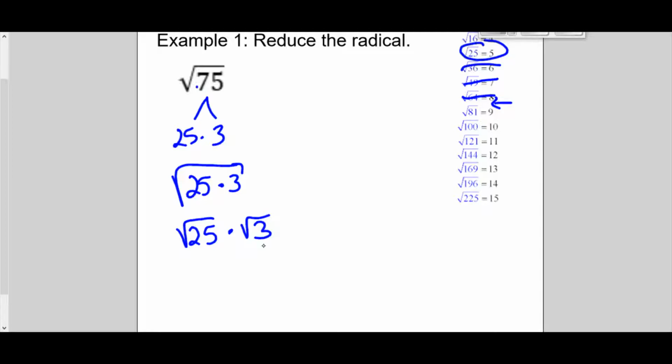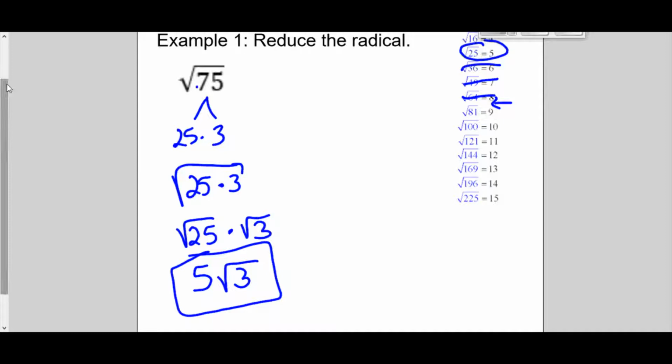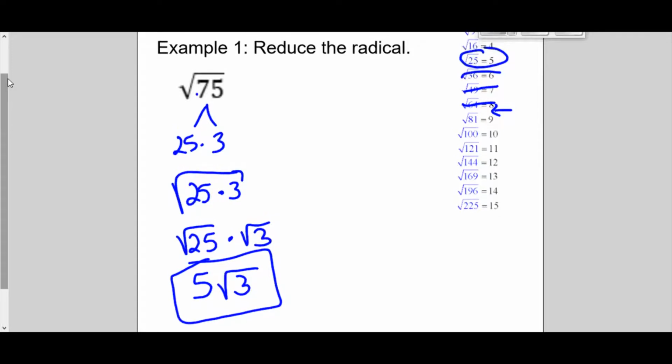So why does that help me? It helps me because we know what the square root of 25 is. The square root of 25 is 5. And we don't know the square root of 3. The square root of 3 would be an irrational number, meaning the number is a decimal that keeps on going on and on forever. So we're going to write our answer as 5 times the square root of 3.